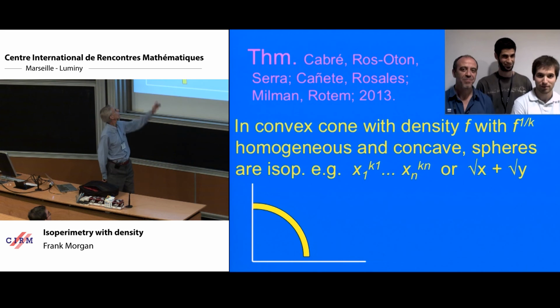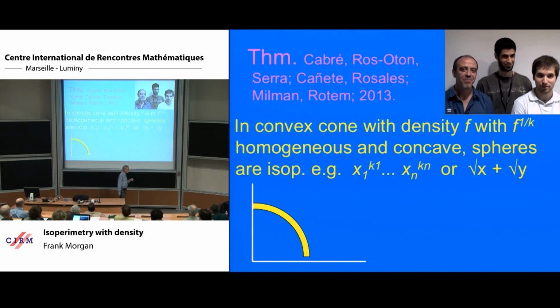This very general result says that in any convex cone with any density that just has this property, for any positive k, the kth root of the density is homogeneous and concave. Those are the hypotheses. Very general, and tons of examples, including many of these that had come before. In that case, the spheres about the origin are isoperimetric. So this looked very general, and so we were very eager to see what kind of a proof it had.